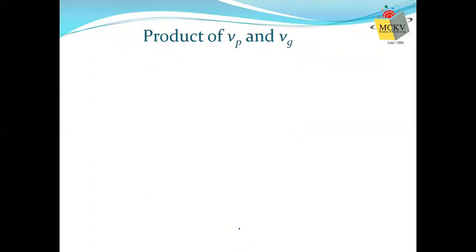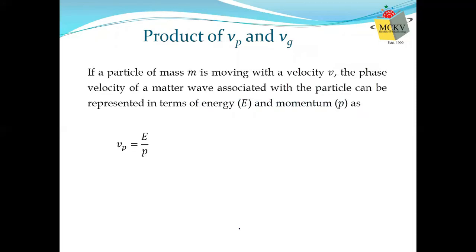Let's try to find out the product of phase velocity and group velocity, because that product is indeed an interesting one. So if we consider phase velocity, that can be represented by the ratio of energy to momentum, that is Vp equals E by p. E can be represented as mc square as before, and p as mv, so that Vp equals c square by v. Now we know that group velocity is equal to particle velocity. That means we can write particle velocity equals Vg, so instead of v, we can write Vg. So Vp will be c square by Vg. In other words, Vp into Vg equal to c square.